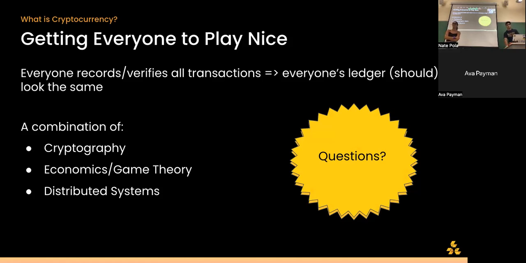Any other questions? You said everyone's ledger should look the same, right? But what if there was a malicious party that controlled 51% of them? Then you're... I mean, I guess.